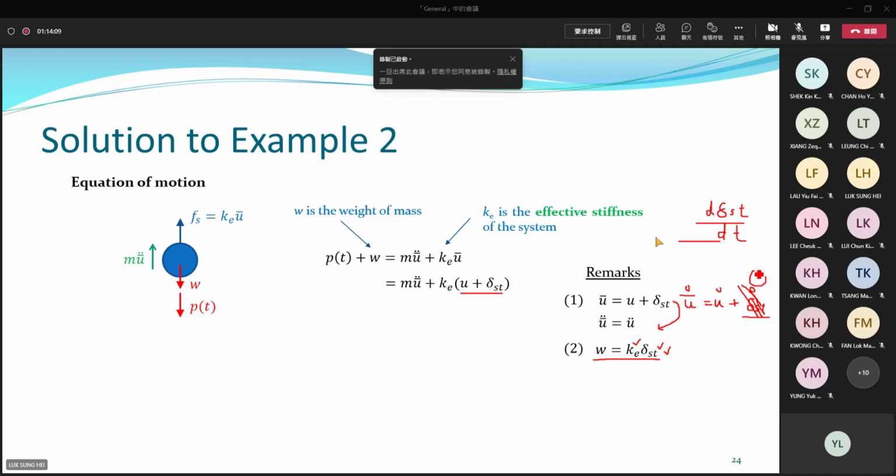So if we differentiate the equation for U bar, it will give U bar dot equal to U dot, and then plus 0. Differentiate this equation one more time with respect to time, it becomes U bar double dot equal to U double dot. Okay, this is how you can get this formula. Just simply differentiate this equation twice with respect to time. Delta ST is independent of time, so when you differentiate, it becomes 0.